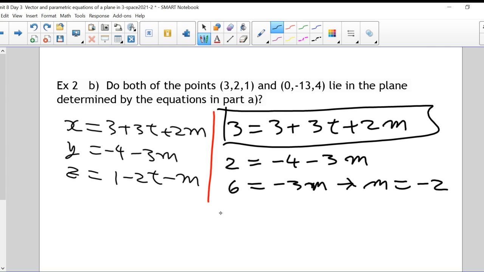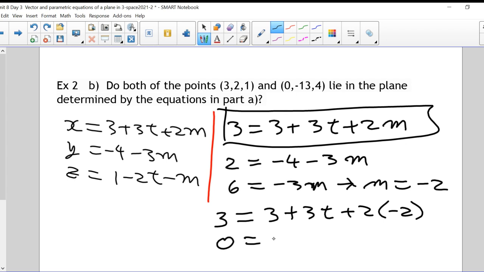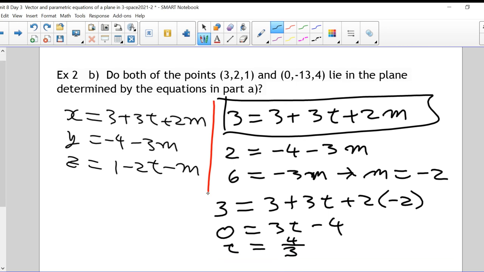So I'm going to go back to that now and say that 3 is equal to 3 plus 3t plus 2 times minus 2. Okay, and let's see now. Let's set this equal to 0 is equal to 3t minus 4. So therefore, t should be equal to 4 over 3. Okay, hopefully we can all agree on that. All right, so those are the two values that we are hoping will work for the other point. So we know that for 3 and for 2, that works fine.